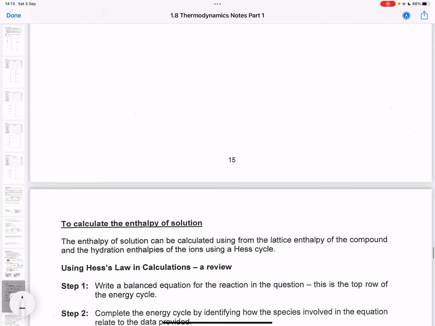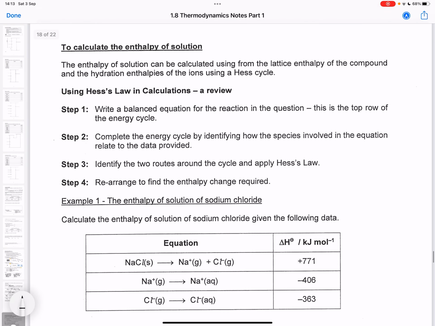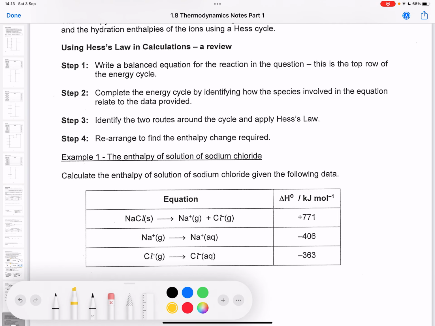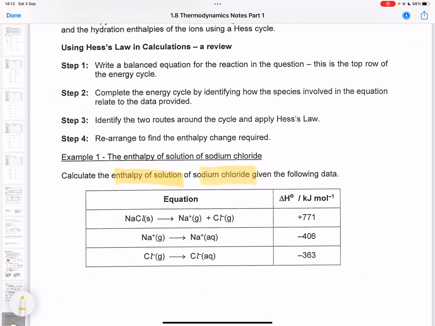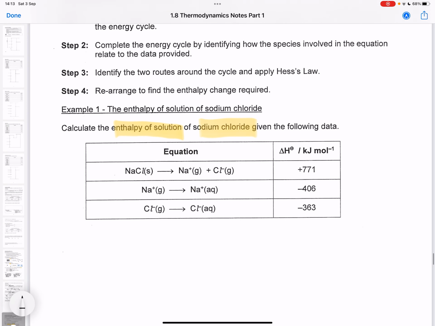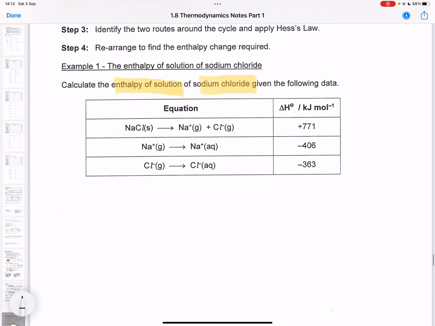So how do we calculate it? We need to go back to Hess's law and remember what we do with Hess's law. So we're trying here to calculate the enthalpy of solution of sodium chloride. So step 1, we're going to write the equation that we're trying to measure across the top.